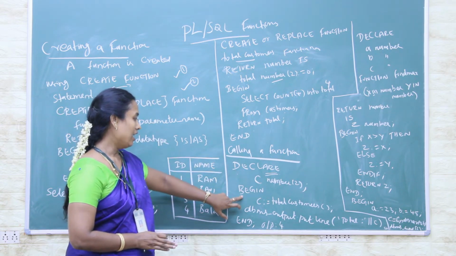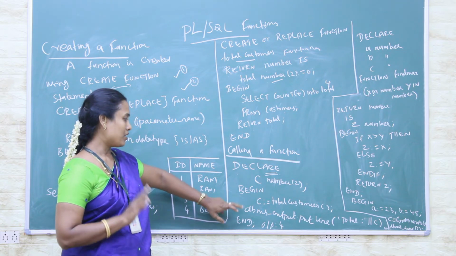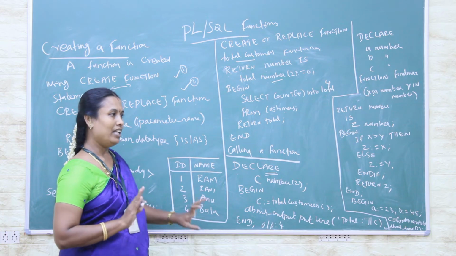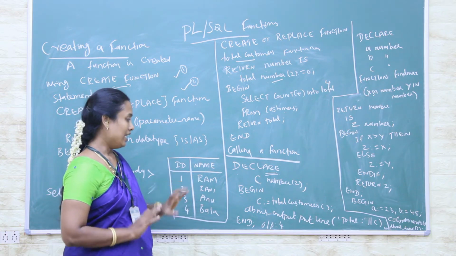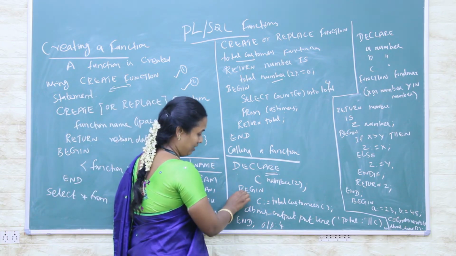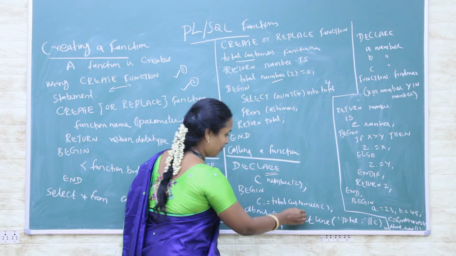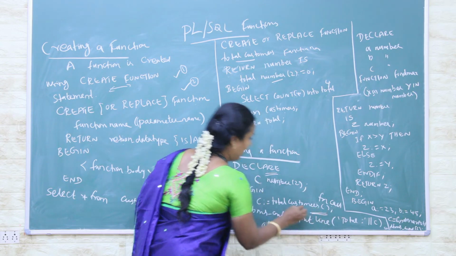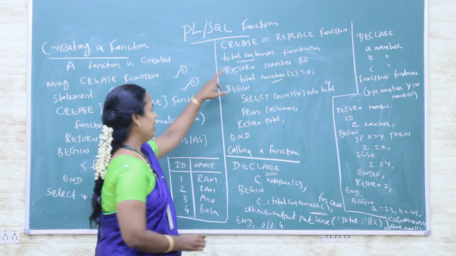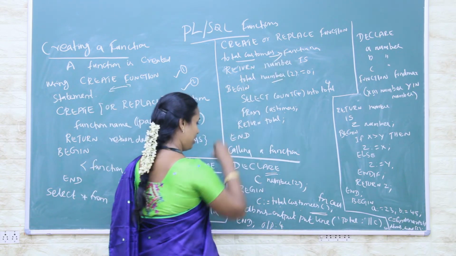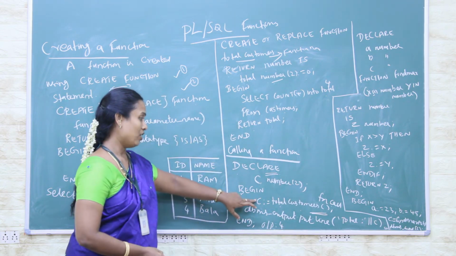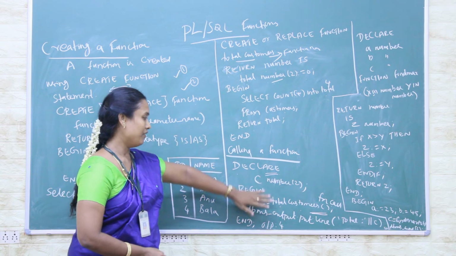After that, begin. Each and every PL/SQL program, normal coding and also the function body, begins and ends with the begin and end statements. After the begin statement, C := total_customer. This is called the function call. Here total_customer is the function name, and only the function name is mentioned. So here is the function definition, and here is the function call.